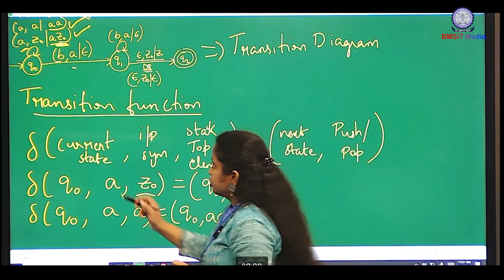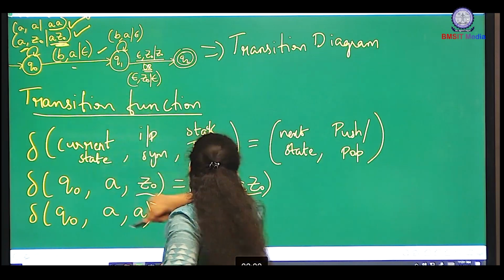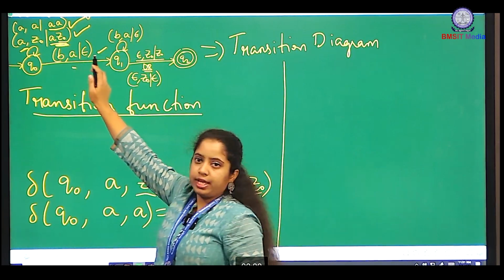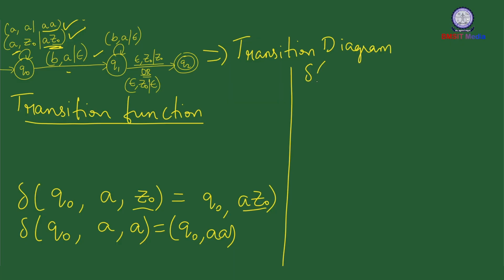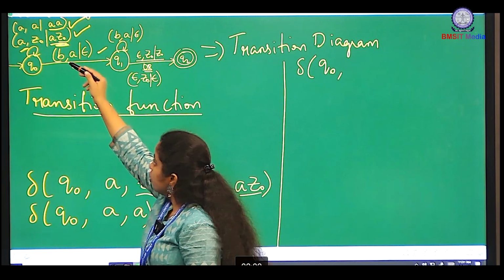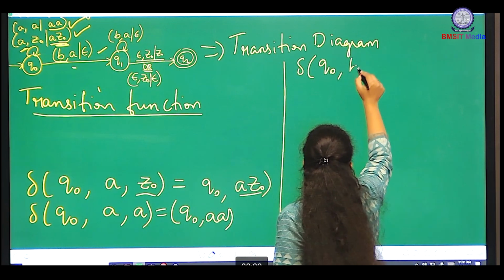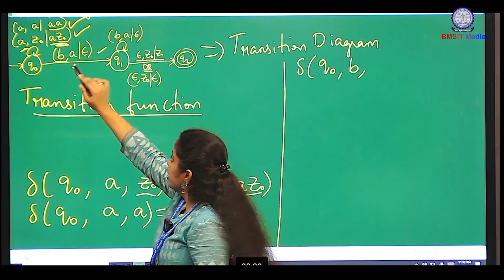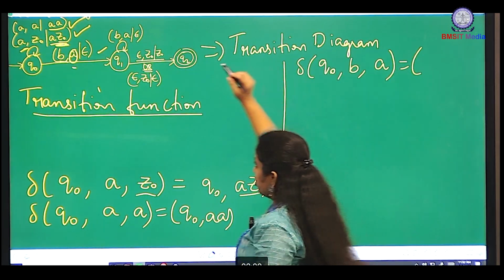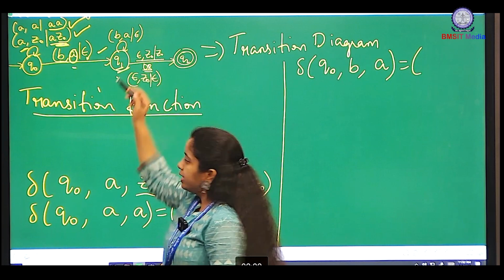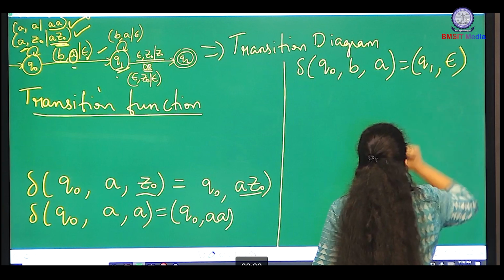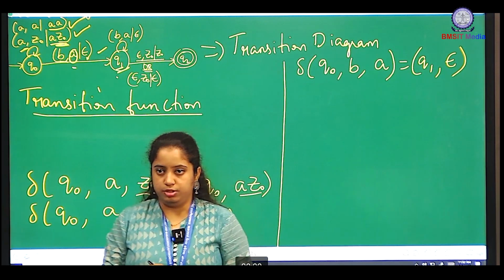So, what is the next transition function? B, A, epsilon. We will write the transition function for B, A, epsilon. So, delta Q naught is the current state you are in. What is the input symbol you are reading? B is the input symbol and A is on the stack. So, you perform a pop operation and go to state Q1. You have to mention that: go to state Q1 and perform a pop operation, that is epsilon.